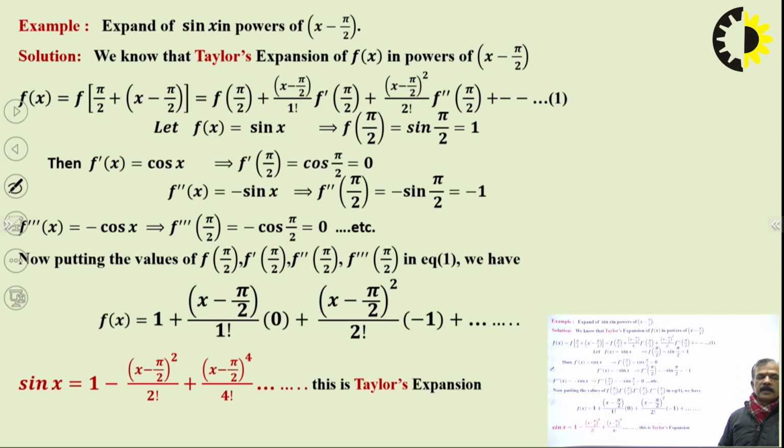So, what is the difference between the expansion of sin x in powers of x and in powers of x minus pi by 2? When we expand this function in powers of x, the expansion will have odd powers of the term, and when we expand this function in powers of x minus pi by 2, then we will have even powers of the term. So, this is the difference.